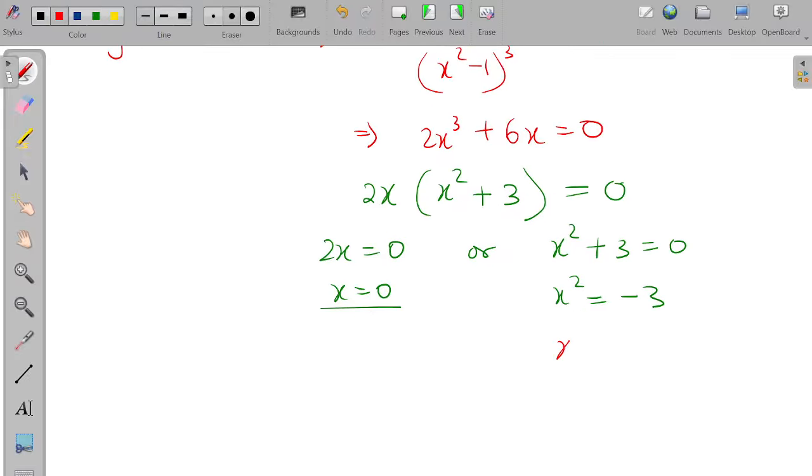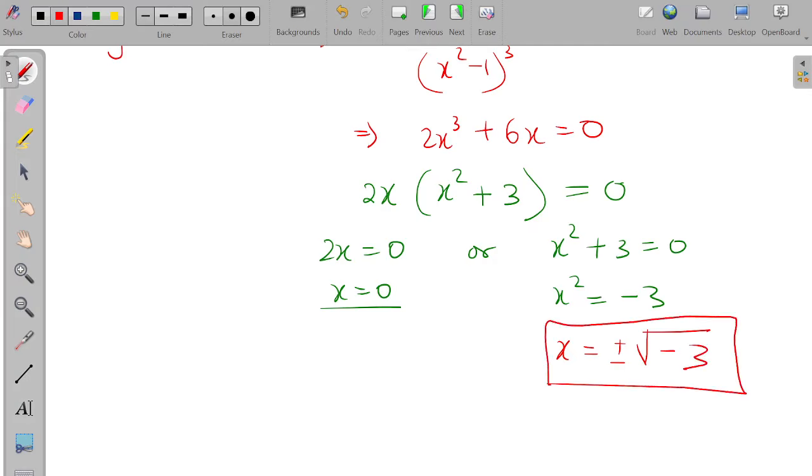So that means s is equal to plus or minus root of negative 3. And as we said before, we cannot find it. This is a complex root. This is not a real root. So we are not going by this, but we have this s equals to 0 here.